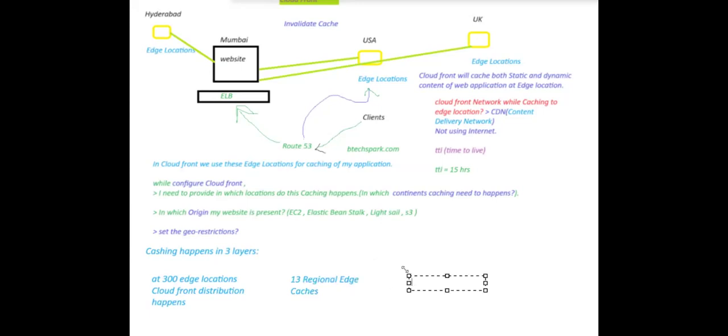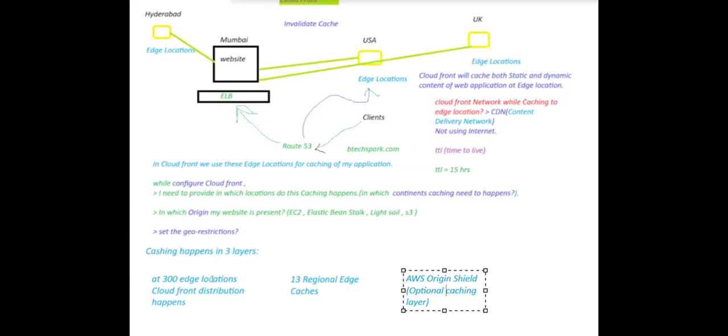Now there is an optional caching layer also. While you are creating your CloudFront distribution, it will ask you, and if you want, you can enable it. That is, it will create an AWS Origin Shield for you. It's an optional caching layer. So mainly there are 3 caching layers.